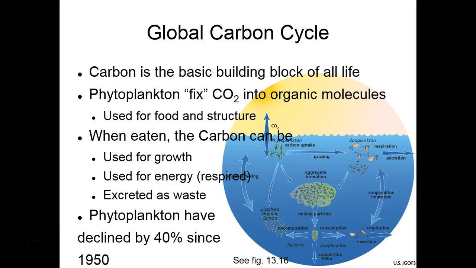Phytoplankton populations have declined by about 40% since 1950. Now that's a big deal because phytoplankton are at the base of the food web, and therefore if there is less fixing of carbon dioxide by phytoplankton, that means that there's yet less carbon to be transferred from one level of feeding to the next level of feeding. So if phytoplankton have declined, then that means that other populations are likely to decline as well. And we'll talk a little bit more about that in the next video.